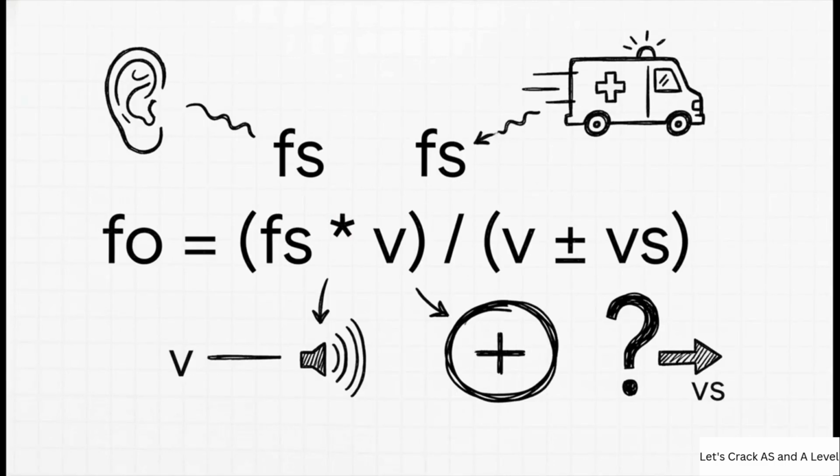Let's just break it down real quick. fO is the observed frequency. That's what you hear. fS is the source frequency, what the ambulance is actually putting out. v is the speed of the wave itself, usually the speed of sound. And vS is the speed of the source. Really, the only tricky part is deciding, should I use a plus or a minus?